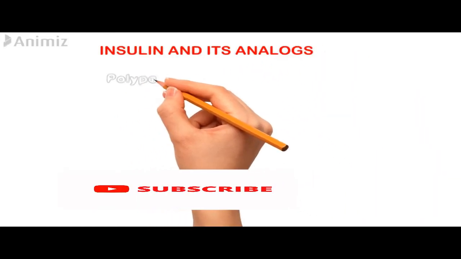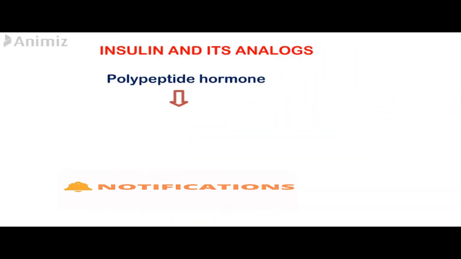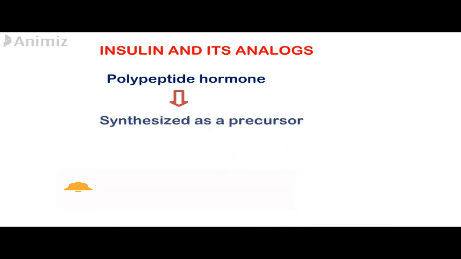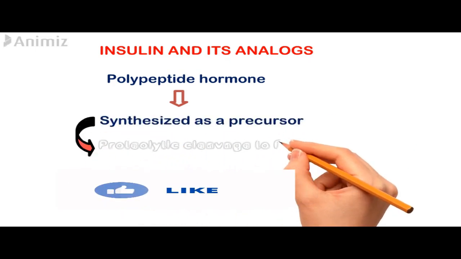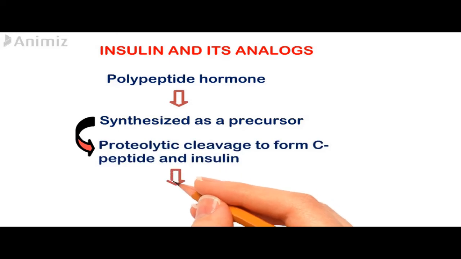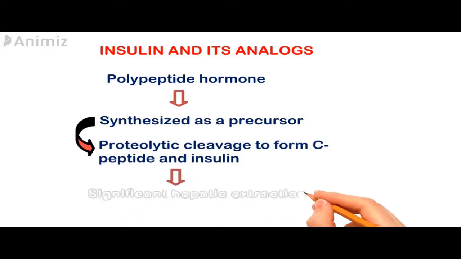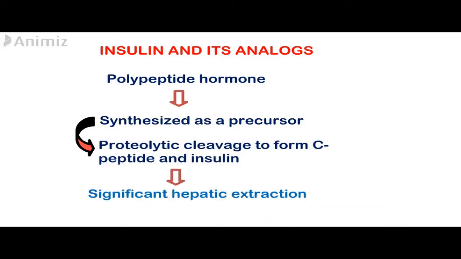As we said before, insulin is a polypeptide hormone which consists of 2 peptide chains, and it is synthesized as a precursor proinsulin that undergoes proteolytic cleavage to form insulin and C-peptide. And insulin undergoes significant hepatic metabolism. That is why it is generally administered by subcutaneous injection, and apart from the hyperglycemic emergency, where it can also be administered intravenously.